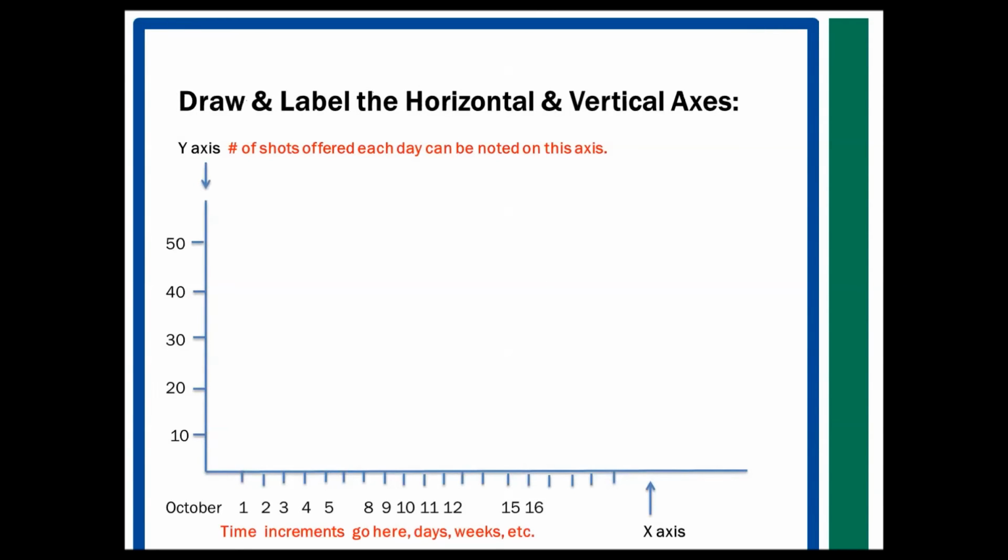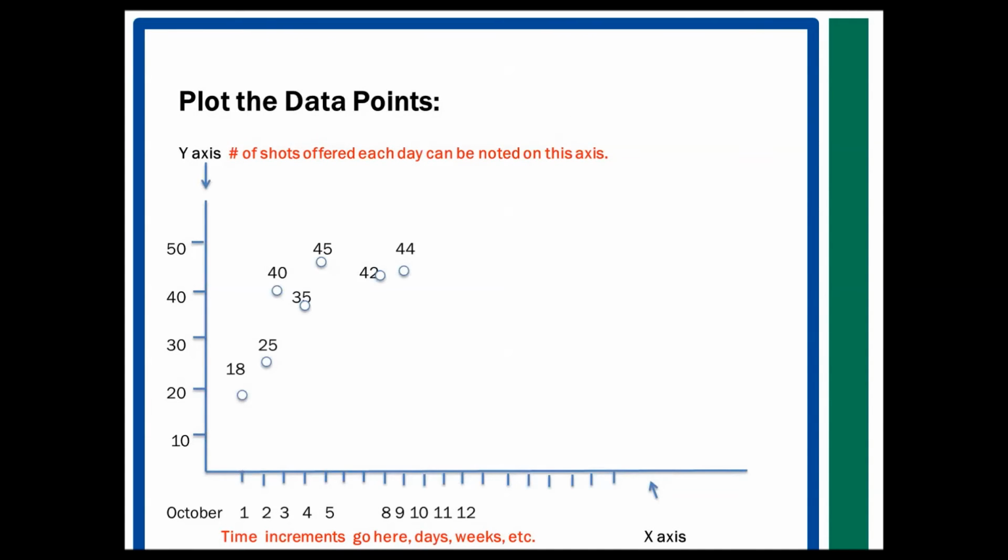You can see I showed her now that we drew the horizontal and vertical axes, and they're labeled there. So on the y-axis, it's the number of shots offered each day. On the x-axis, it's our time increments. So there it's days of the week, and you can see we're closed on weekends. So 6th and 7th are missing, and 13th, 14th is missing. There you go. Next slide.